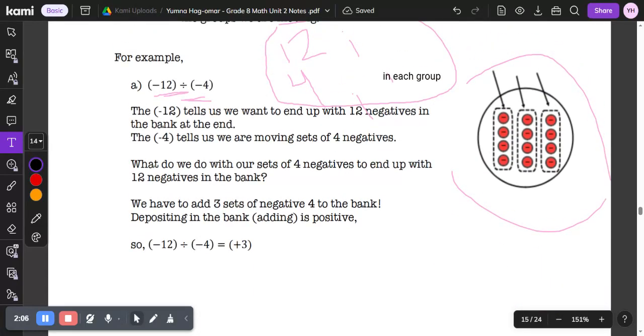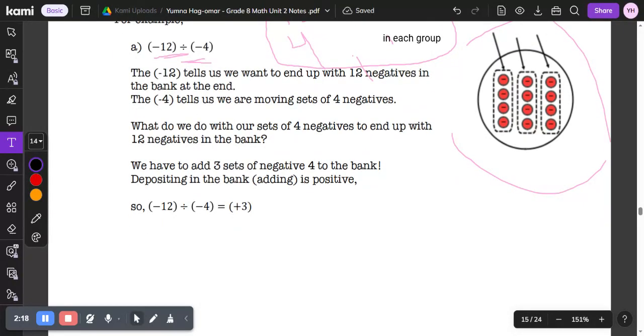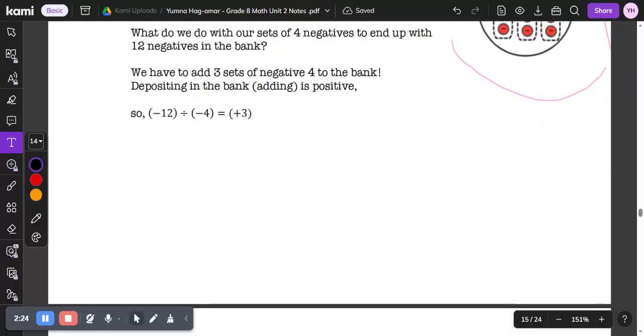The minus 4 tells us we're moving sets of 4 negatives. So they're explaining it really weird. I don't know why. What do we want to do with our sets of 4 negatives to end up with 12 negatives in the bank? We have to add 3 sets of negative 4 to the bank. Depositing in the bank, adding, is positive. So minus 12 divided by minus 4 equals plus 3.